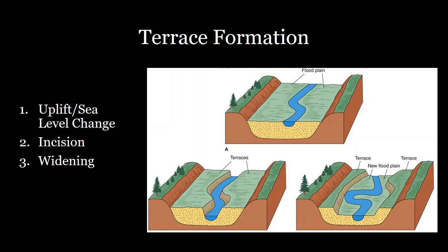First, you have some kind of uplift or sea level change that causes the height of this river to be relatively higher than its base at the ocean. And so when you have that increased height, then you have more energy, and the river will next incise into the floodplain. So step 2 is incision. After uplift, you have the energy to incise down, and then eventually you're going to have meanders that develop, and you're going to have that river widen, forming a new floodplain.